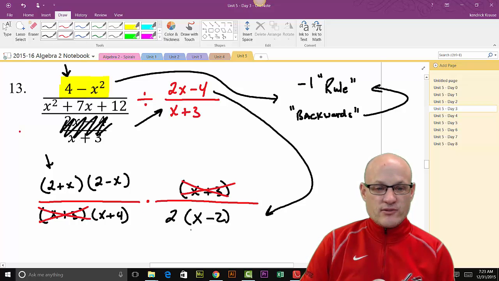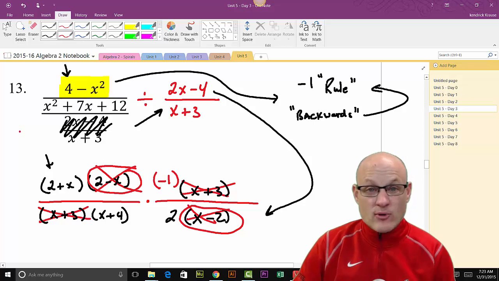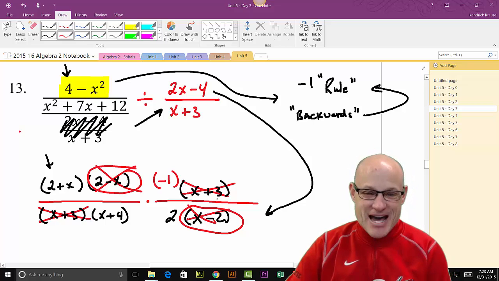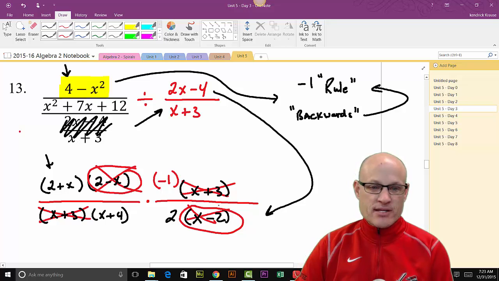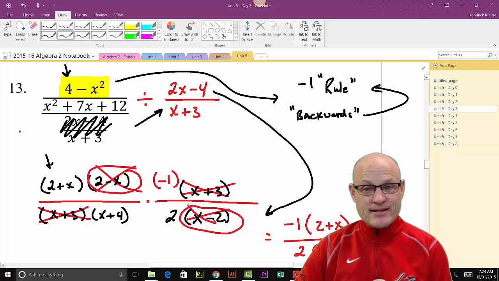Now, this is going to cancel with this, but because one of them is backwards, they cancel, and what I do is I put a -1 in the numerator. Now remember, it's not -1, it's times -1. Now I'm done canceling things out. I'm done finding common factors. So in the numerator, what I have left over is -1 times 2 plus x, and in the denominator, I have 2 times x plus 4. And you cannot do anything else with that.